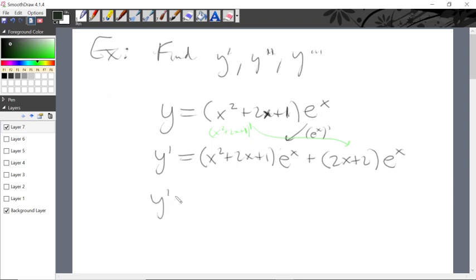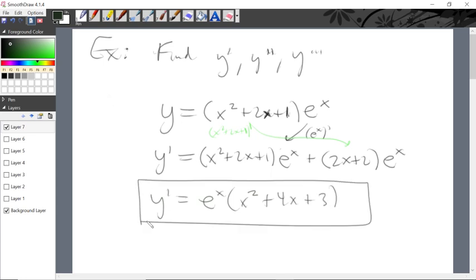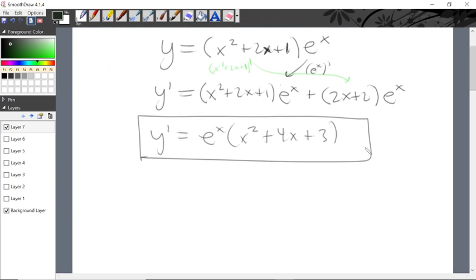And let's clean this up so that we get ready to do the product rule again. This is e to the x times (x squared plus 2x plus 1 plus 2x plus 2). So this is x squared plus 4x plus 3. So there's our y prime. See if you can follow the algebra there for how I've simplified it, getting us set for finding y double prime, the second derivative.